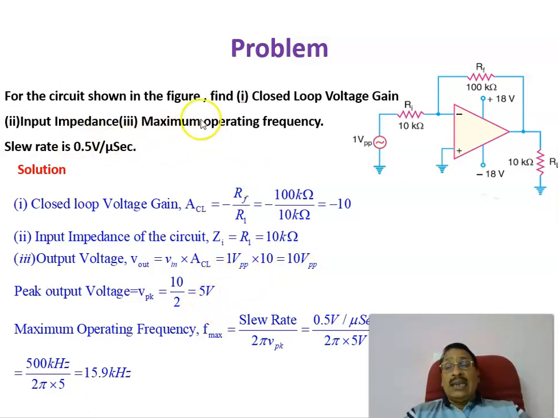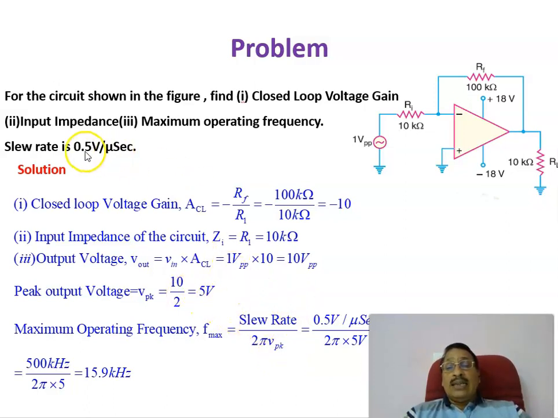Now the question is that you are asked to find out the maximum operating frequency. Slew rate is given. Already we have derived the equation to find out the maximum frequency, which is equal to slew rate divided by 2 pi into V peak. And V peak is already found, it is equal to 5 volt.